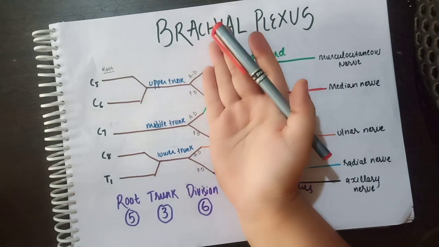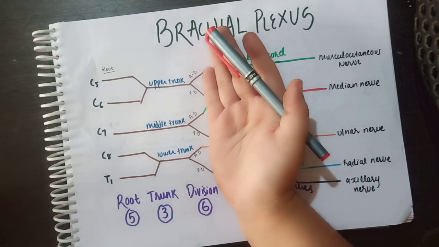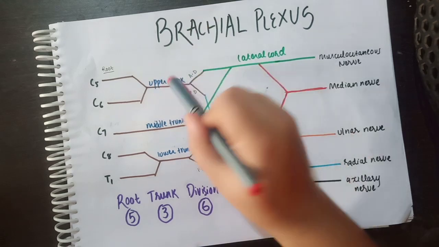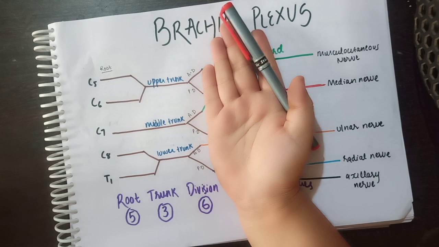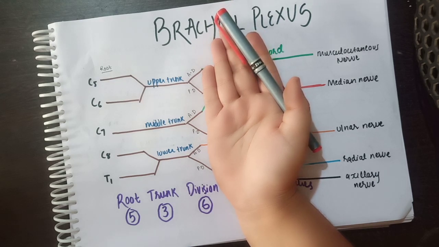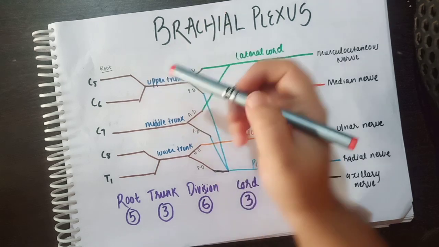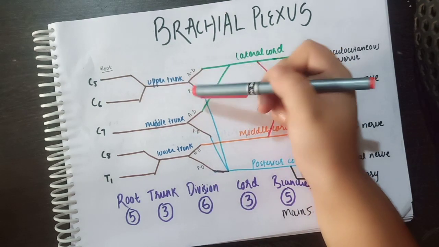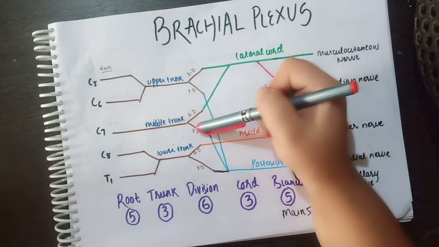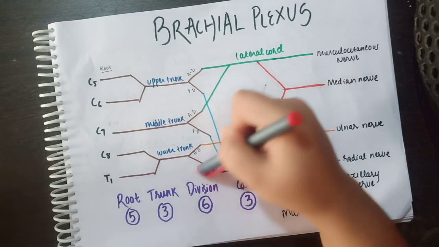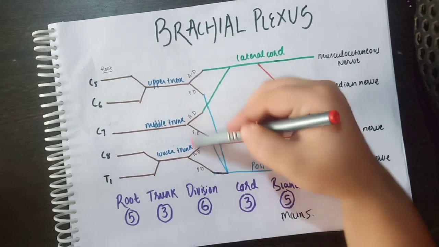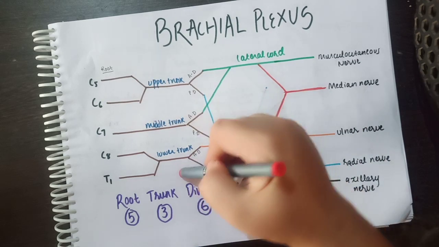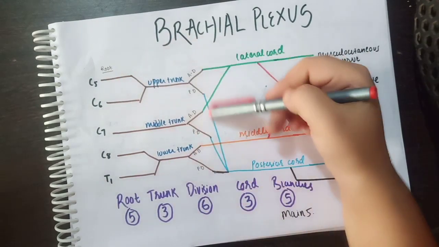Now when you know up to here, you have to divide all the 3 trunks into 2 branches. As you can see, each trunk is divided into 2 branches, right? That is the anterior division and the posterior division. Upper trunk has 2 divisions, anterior and posterior. Middle trunk has another 2 divisions, anterior, posterior. Lower trunk has 2 divisions, anterior, posterior. So this forms the divisions. As I said, there are 6 divisions. Now you can see 3 trunks, and roots are 5. So this is very easy till here.